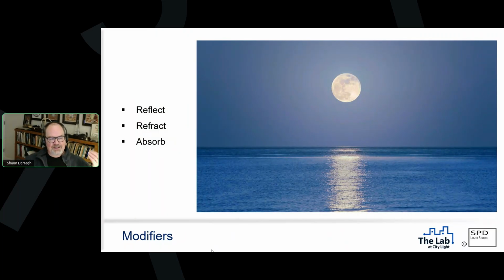A modifier is something that takes light from a given source and does something to it. Typically that means reflecting, refracting, or absorbing the light. Now here we have the two most well-known modifiers. The moon, of course, generates no light at all. Sunlight hits the moon. Some of that light gets absorbed, right, as heat. Some of that light gets re-reflected back to us. And that's what we actually see, what gets sent back to us.